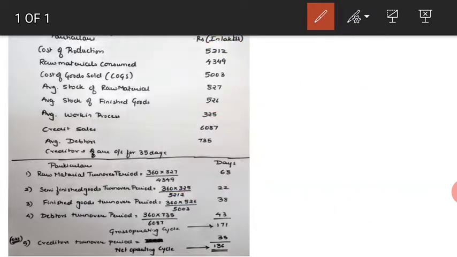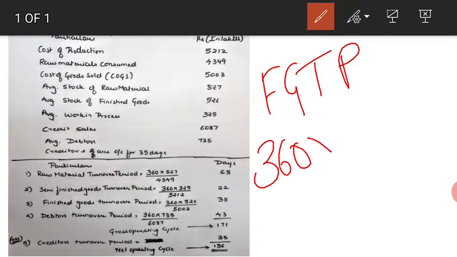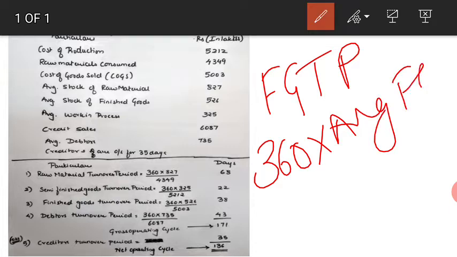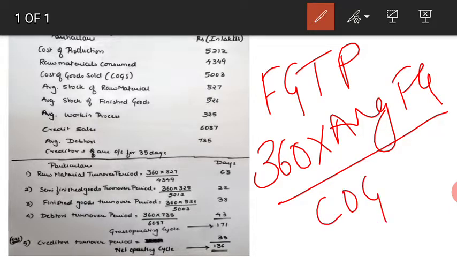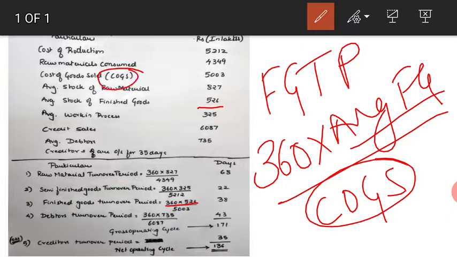Similarly, we do it for finished goods. So the formula for finished goods turnover period is again 360 into average finished goods divided by cost of goods sold. So 360 into average finished goods, which is directly been given to us, which is 526 lakhs. So 360 into 526 lakhs divided by cost of goods sold. So cost of goods sold is given to us, which is 5003. So 360 into 526 divided by 5003 gives you 38. So the finished goods turnover period is 38 days.